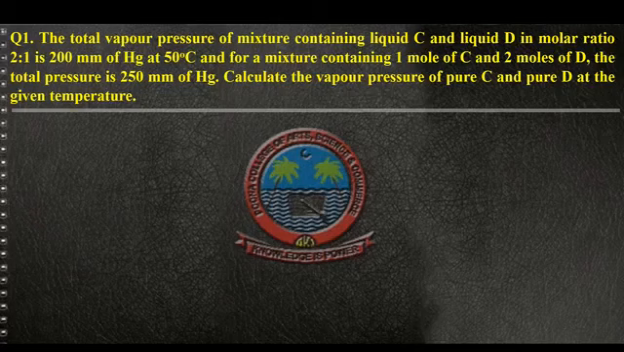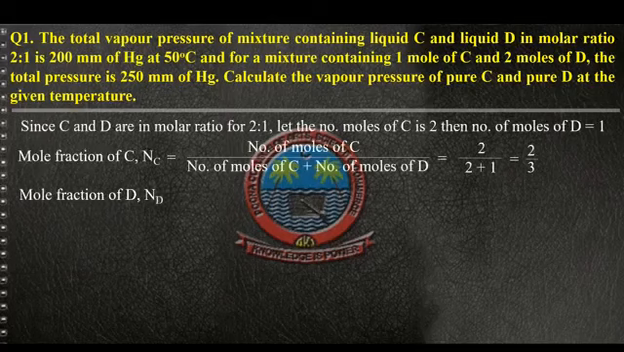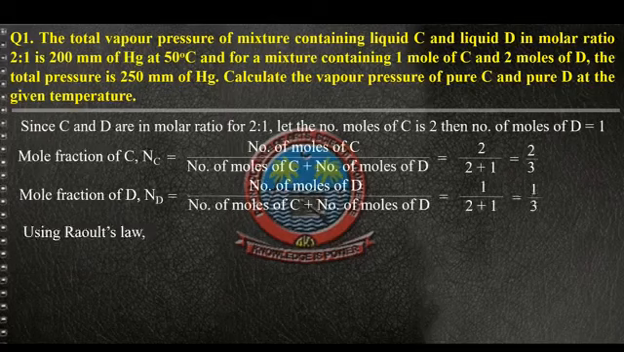So you have two liquids, their number of moles are given, and the total vapor pressure is given. You have to find out the vapor pressure because of pure C or pure D. Before that, let me just go to the formula. This is the formula that we're going to need.